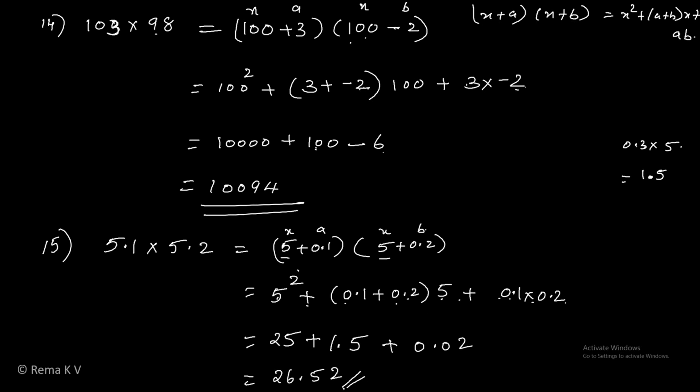26.52. Whole number part is 25 plus 1. It is 26. 5 plus 0, it is 5. Then 2. It is 26.52.